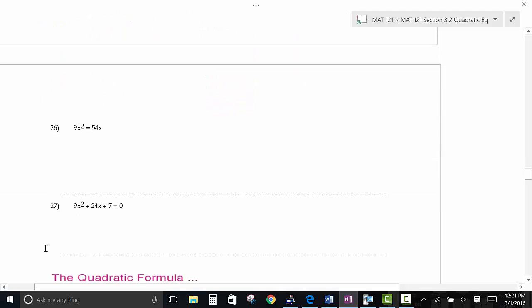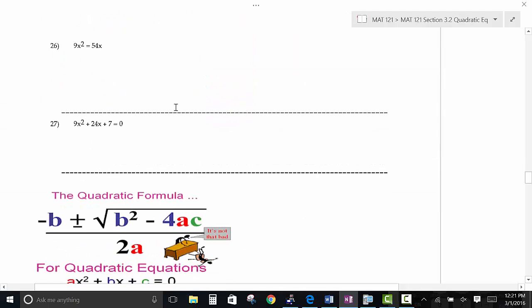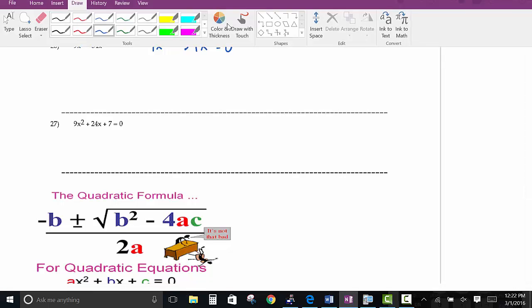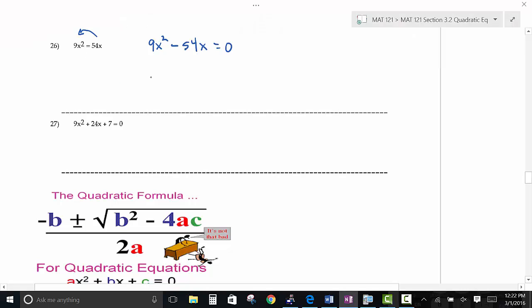Okay, what did you do first on 26? One side's got to be equal to 0. It doesn't matter which side, so I'm going to do this like this. Now, I'm going to do something a little bit different. You probably didn't do this because I didn't say this, but isn't it true that 9 and 54 both divide by 9? So you can take this approach if you want to. You didn't have to do this, but I want to show it that way.